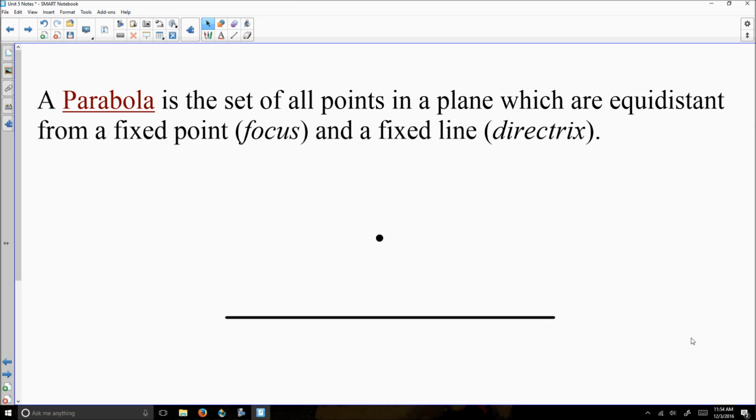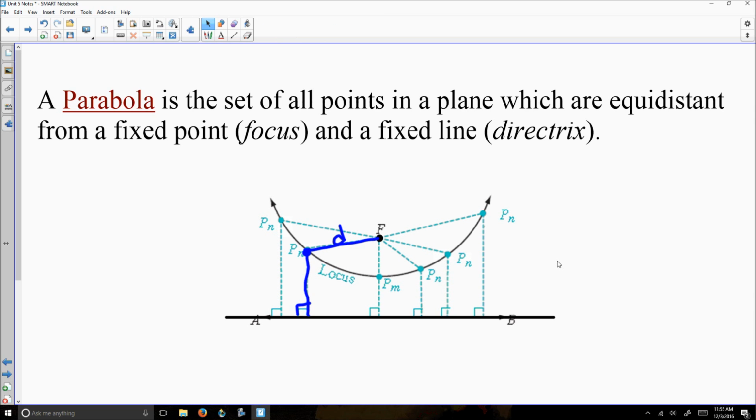Let's examine visually what this represents. Below we have a line, the directrix, and a point, the focus. So we're looking for all of the points which are the same distance from each of these. Here's a sample point. Now in order for this point to make up the parabola, the distance from this point to the focus has to be the same as the distance from this point to the line. And if we take the set of all points which satisfy this relationship, we end up with a parabola.